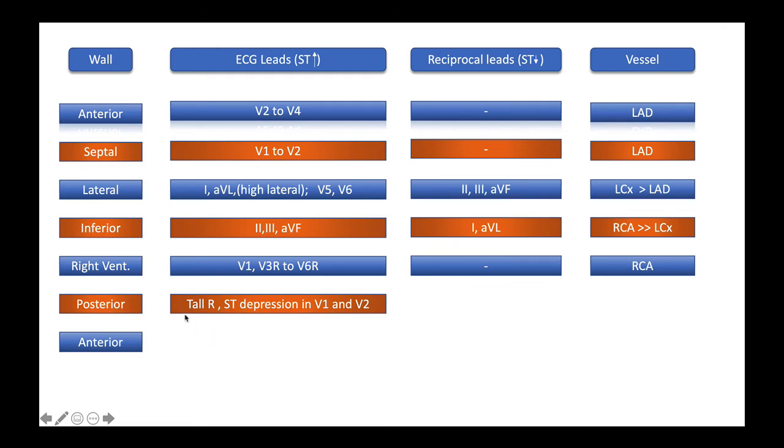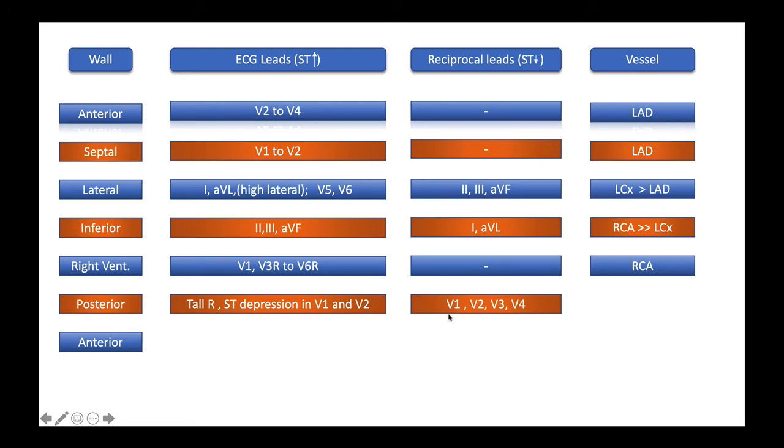In posterior wall infarction, how do you suspect posterior wall infarction? Here we cannot in normal circumstances put leads posteriorly, but you see reciprocal changes taking place in leads which are opposite to the posterior wall. So you would see tall R waves and ST depression in V1 and V2, and sometimes V3 and V4 may also be involved. So what we are seeing is a reciprocal change in the reciprocal leads, that is V1, V2, sometimes V3 and V4: ST depression and tall R waves.